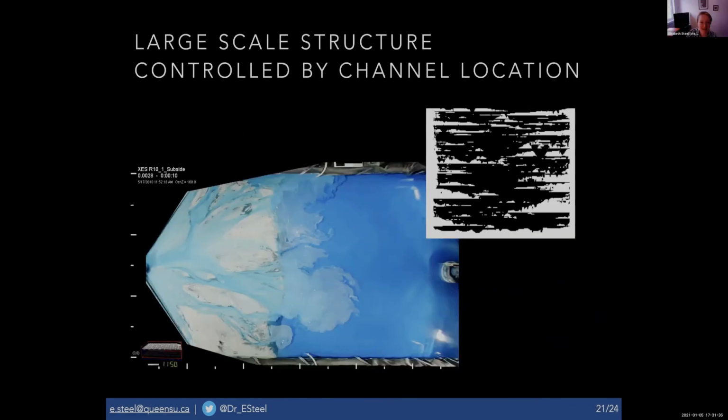So the main takeaway really is that our large scale structure is primarily controlled by channel location. Having a really accurate depth estimate is not a major factor when we're trying to predict stratigraphy. And that's actually really good news for us, because the depth is the thing that is hardest for us to predict. So as long as we have a reasonable estimate for depth, really what matters is the location of these channels.